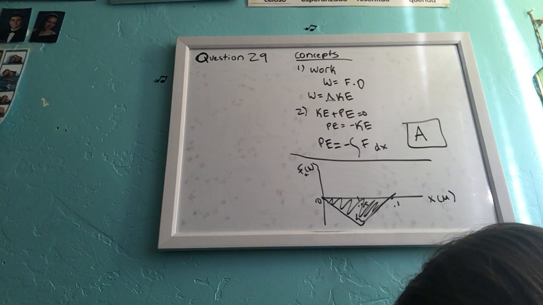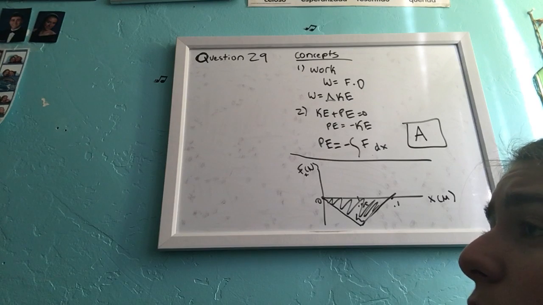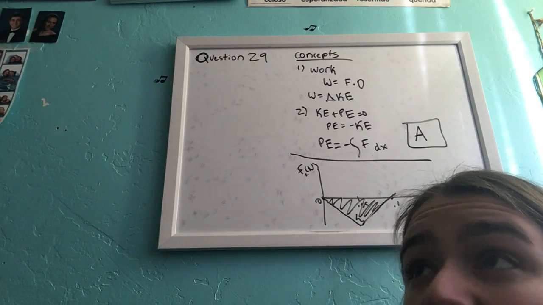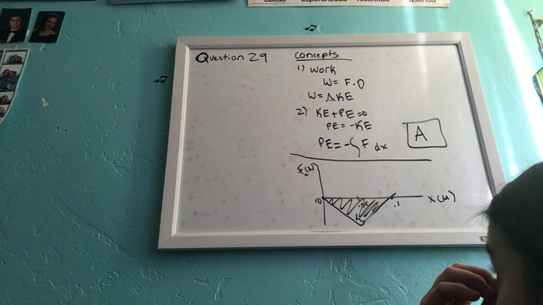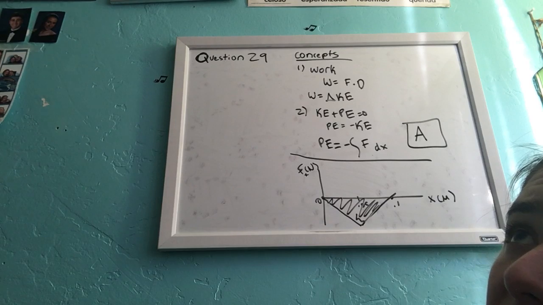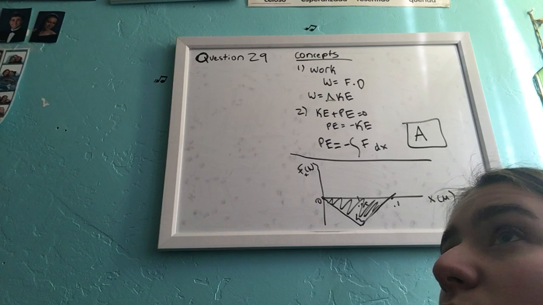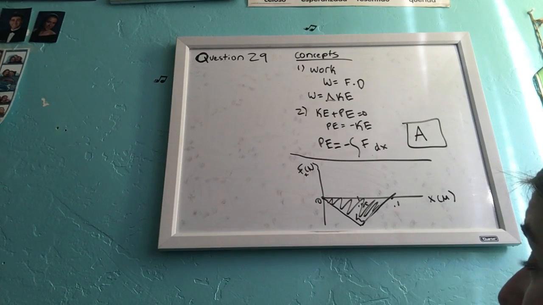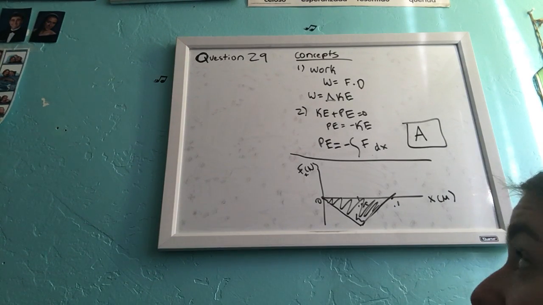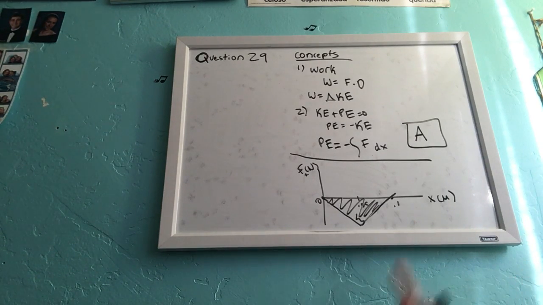So in conclusion, this question shows important concepts of work. Specifically, the important one here was that work is equal to the change in kinetic energy. And then also that potential energy is equal to the negative kinetic energy in an isolated system. And that lets us arrive at the important equation that potential energy is equal to the negative integral of force with respect to x. So that shows us how potential energy and force are related, and it helps us solve important questions like this.